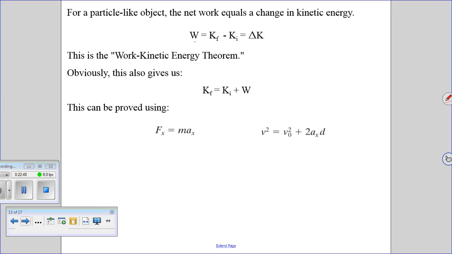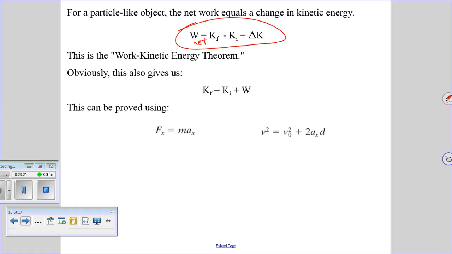All right. So your net work, and please make sure that says net work, the net work is your change in kinetic energy. So if you find the work done by your net force, that tells you how much your kinetic energy changes by. This is super valuable for problem solving. So please make sure you know this, and please make sure you have the word net in here. The net work is the change in kinetic energy.